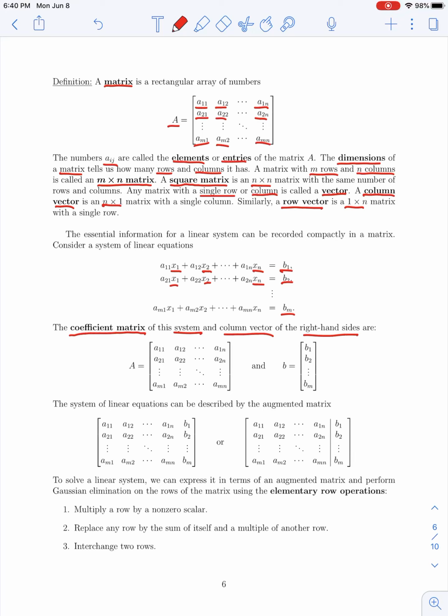So the coefficient matrix would be denoted as capital A, and the entries of this coefficient matrix consist of the coefficients of our variables x1 through xn for each equation. To look at this a little more specifically, in our first equation, the coefficient for x1 was a11. So that would be the entry of our first row and first column for the coefficient matrix. In that first equation, the coefficient for x2 was a12. So we would write that as our first row, second column entry.